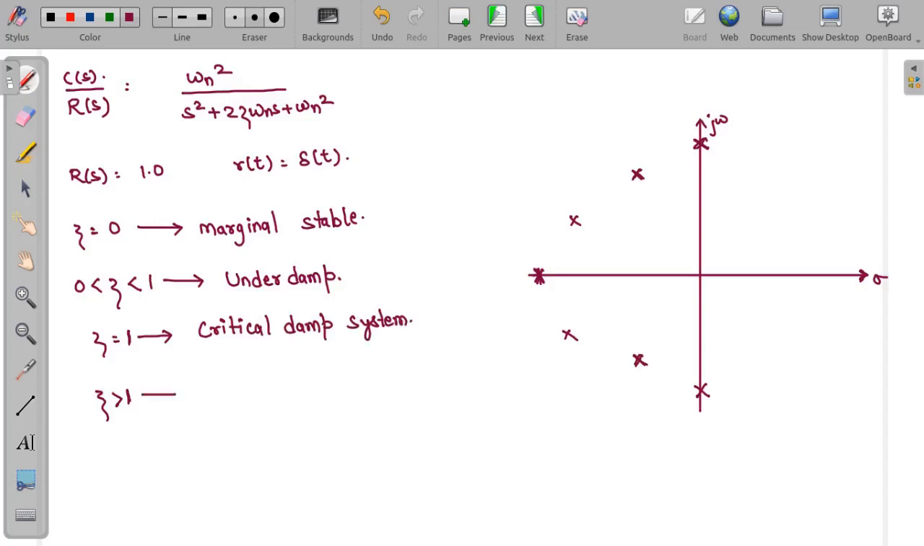And next is what? When zeta greater than 1. For this we have two distinct poles on your real axis. If one of the poles is over here, another pole will be over here. So for zeta greater than 1, we have two distinct poles on your real axis on the left hand side of S plane. So this is known as overdamped system.